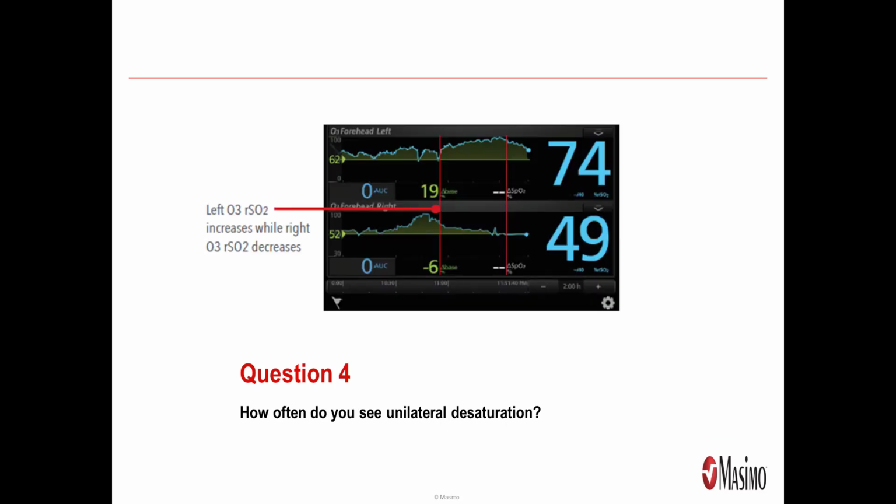How often do you see unilateral desaturation? Unilateral desaturation is quite rare. We see it less than 1% of the time. But there are some situations in which patients are more at risk of having unilateral desaturation. For instance, if you have aortic dissection, if you're doing congenital heart disease, if you have a patient who is known to have endarterectomy, or carotid artery disease or vascular disease. These are situations in which there is a risk of having unilateral desaturation.